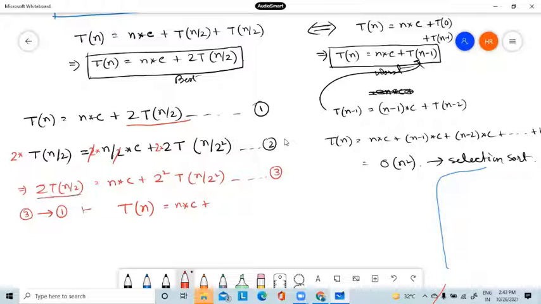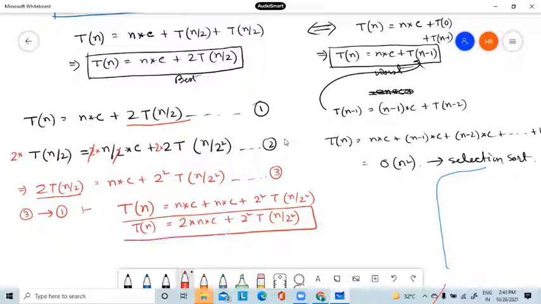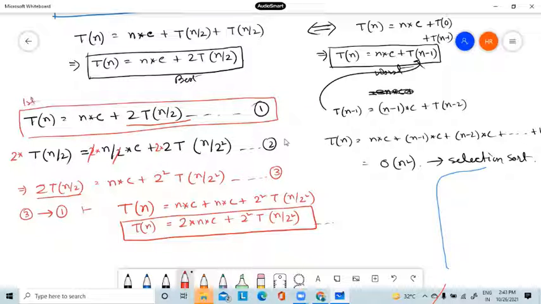What is 2t(n/2)? It is n·c + 2²t(n/2²), which is equal to, now n·c two times, so 2·n·c + 2²t(n/2²). So this is another equation after the second. So this is after the first iteration, first partitioning.